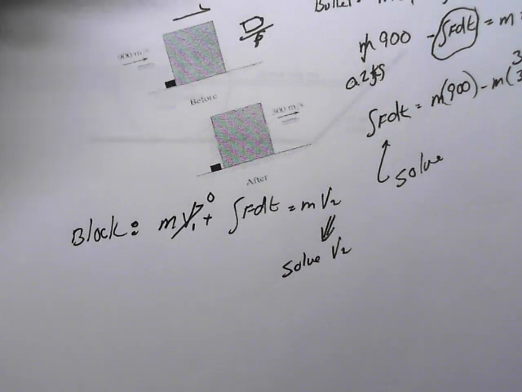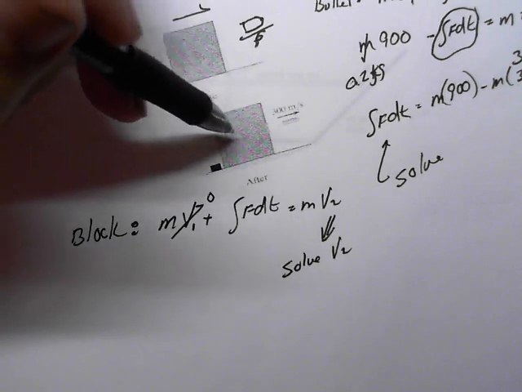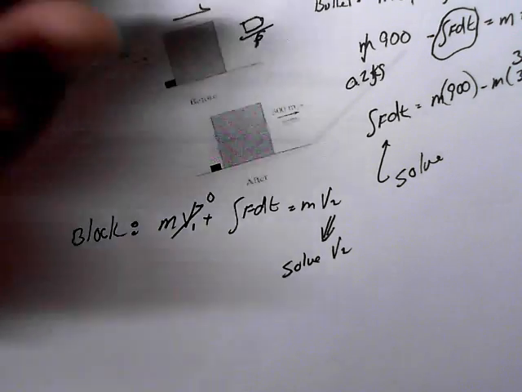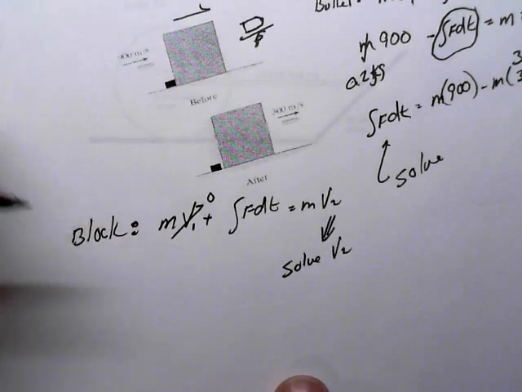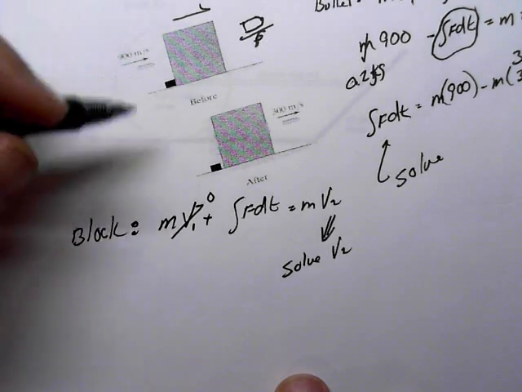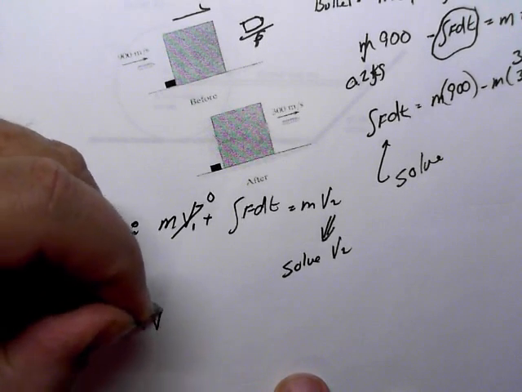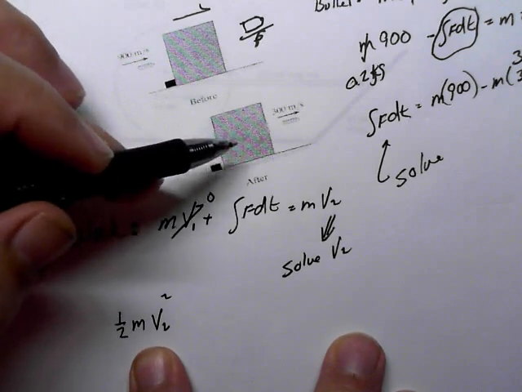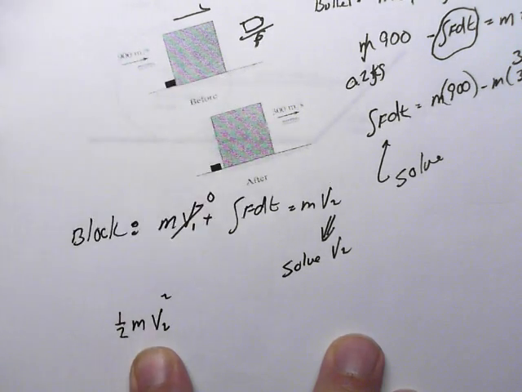Now that we know the speed of the block right after the bullet leaves it, we can now do an energy problem to figure out how far the block goes up the hill. And so for the block, we will have one half m v2 squared, and that's its velocity right after the bullet has left and before it has traveled any distance.